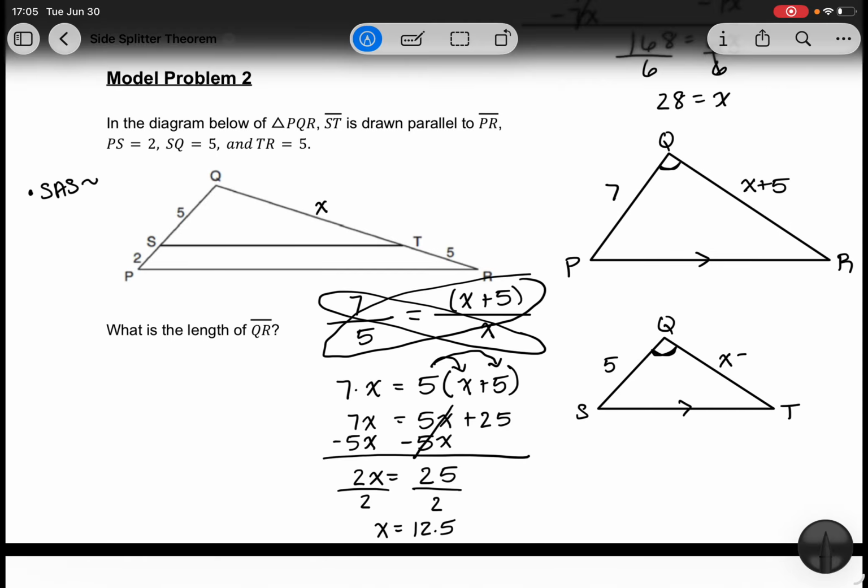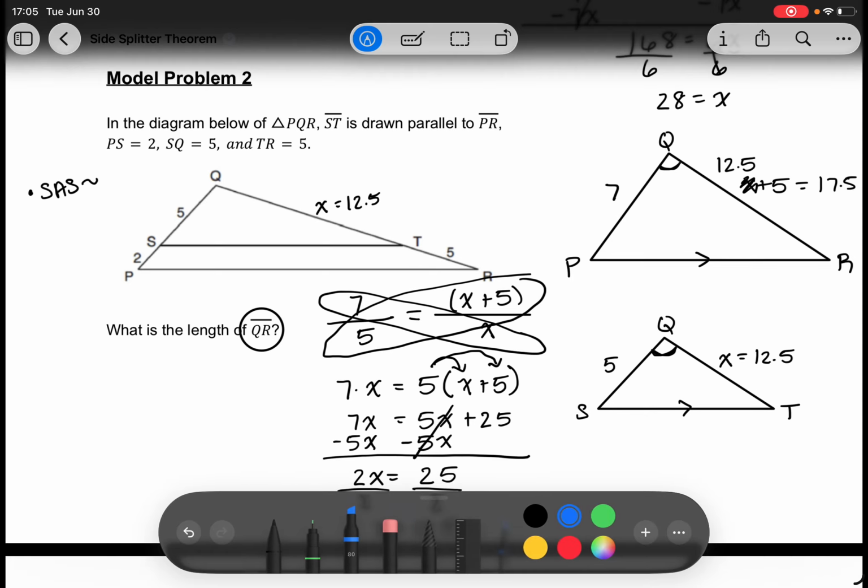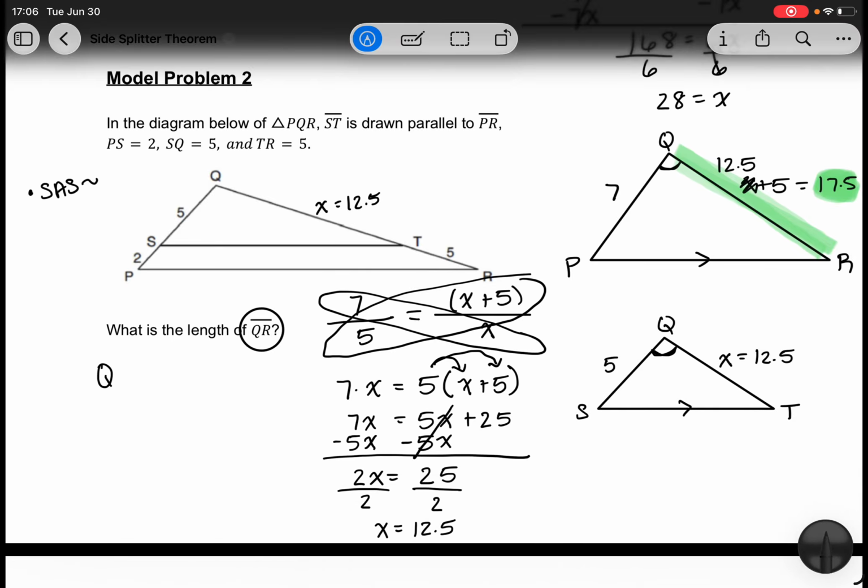So we're going to go back in and replace x with 12.5 for each of them. I'm just going to scribble that out. So this side, 12.5 plus 5 is going to give us 17.5. And we know that we're solving for the length of QR. So since we're solving for QR, we want to make sure we know this length here, which will get us 17.5 after we substitute x in. So QR equals 17.5.